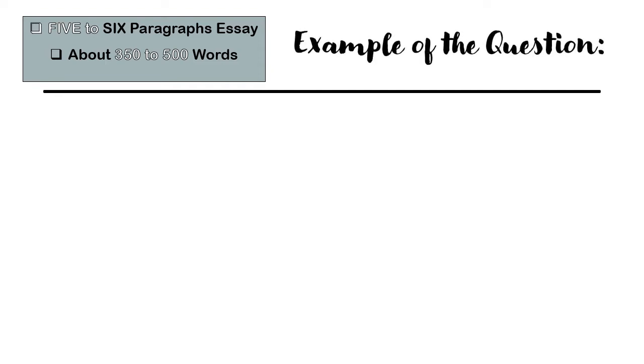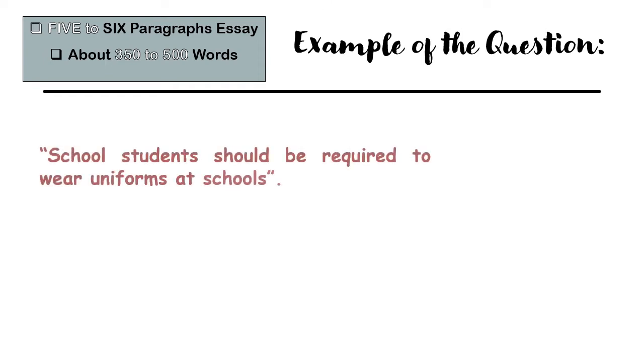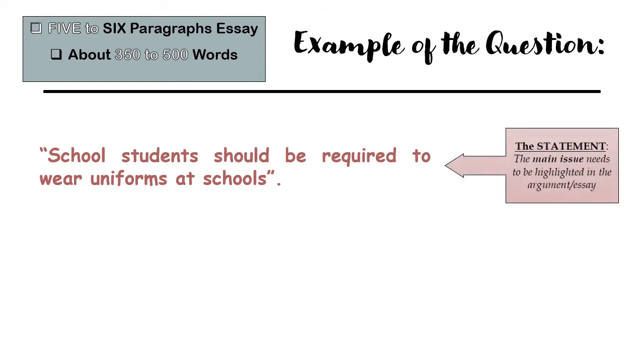Let's look at an example of the question. The question consists of two parts, the statement and the general tasks. The statement differs for different questions, whereas the general tasks are usually the same for any question in the MUET writing question 2. For example, school students should be required to wear uniforms at schools. This is the statement part of the question. It has the main issue which needs to be highlighted in the essay.